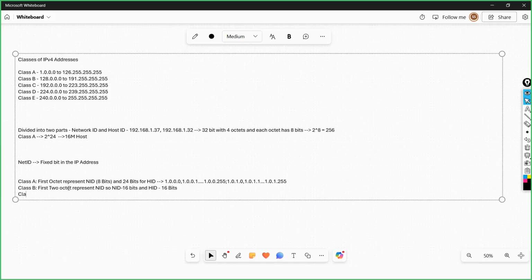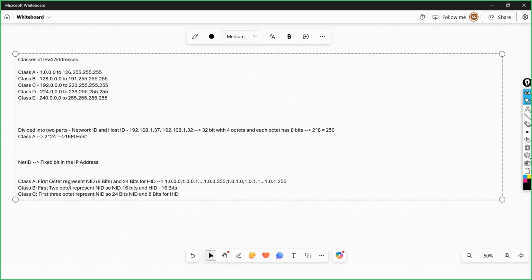Similarly, in class C, the first three octets represent the network ID. First three octets represent the network ID. So, 24 bits for network ID and 8 bits for host ID.